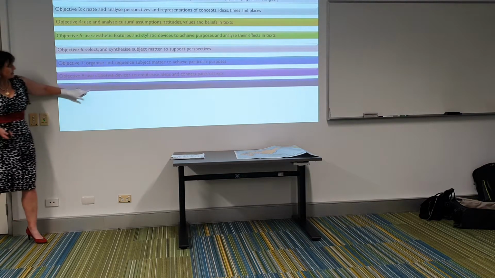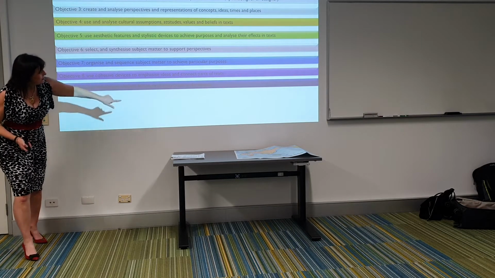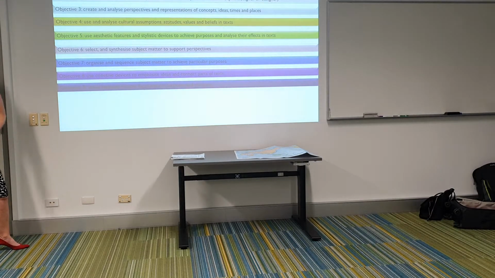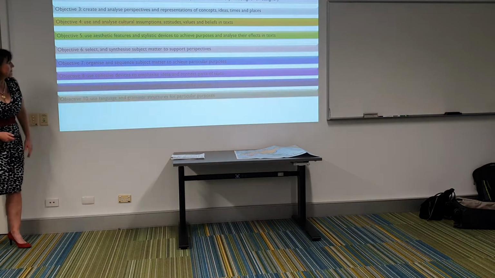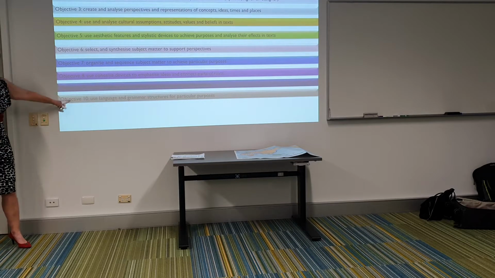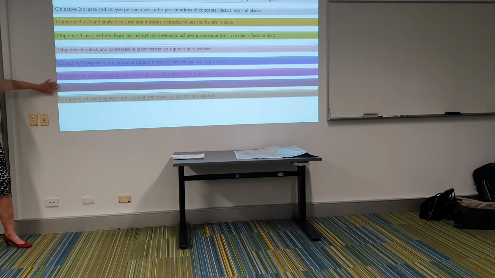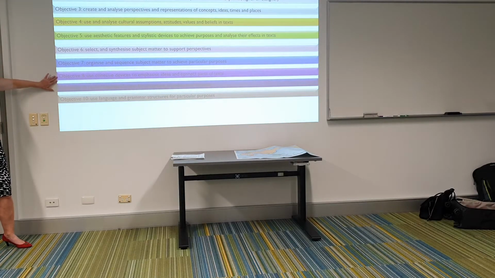Objective 9, make language choices for particular purposes and context. So if it's an analytical essay, what's a sophisticated language in the third person? If it's a monologue, oh, woe is me, I couldn't stand the way he did that to me that day, made me really angry. So you can see that there's different purposes and different contexts. Use language and grammar structures for particular purposes.